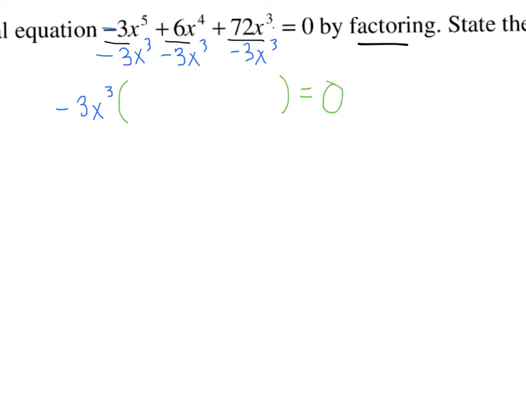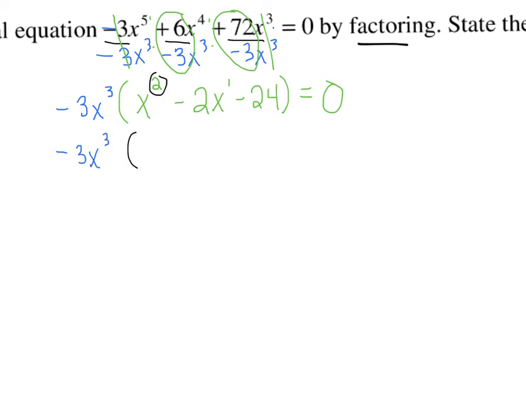So -3 divided by -3 is 1. 5 minus 3 is x to the 2nd. Next we have +6 divided by -3, and that's -2. And 4 minus 3 is 1, or x to the 1st. And then last, 72 divided by -3 is -24. And those x to the 3rds cancel out. So we're going to recopy the blue factor out front. And we need to find the 2 factors that got multiplied together to get that green part.